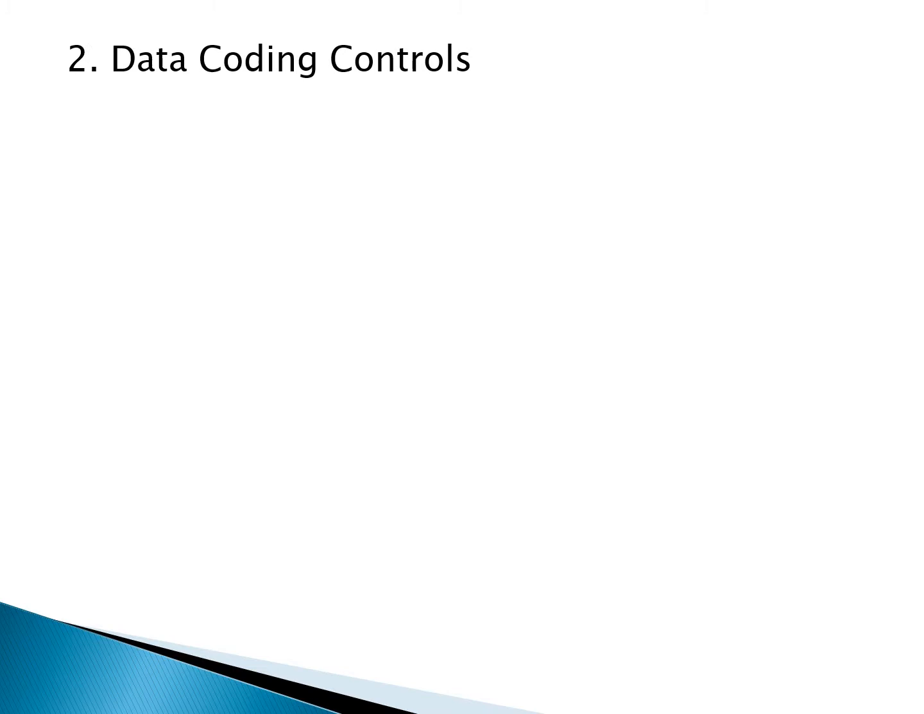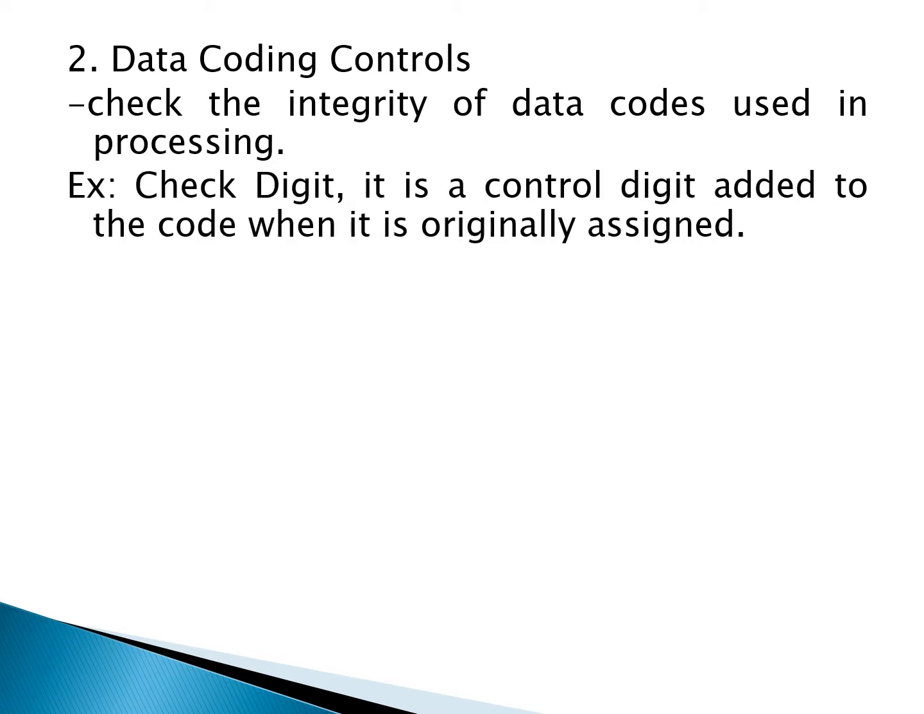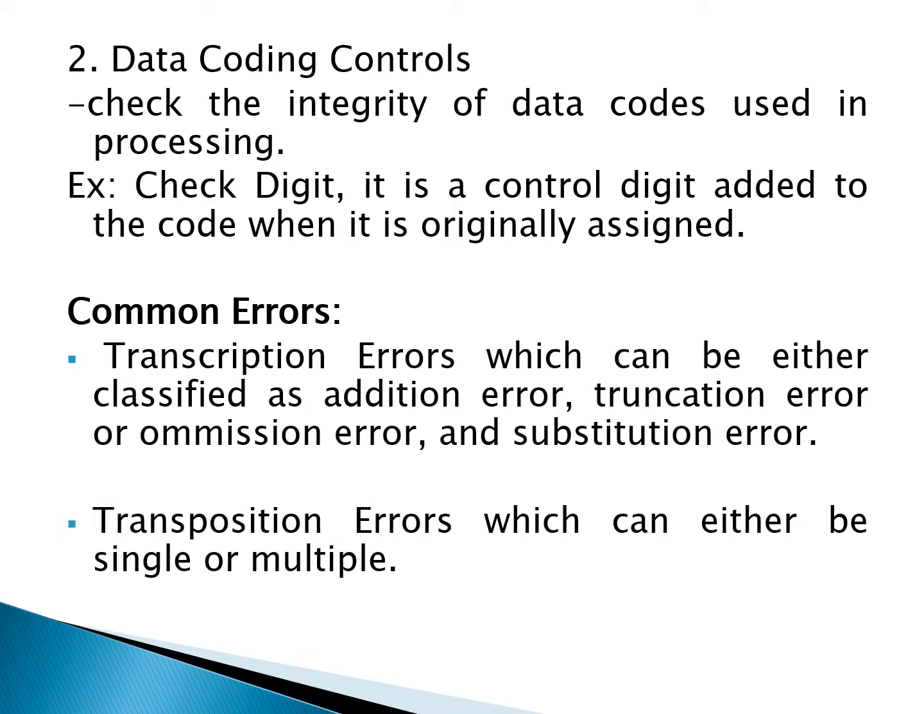The second is data coding controls. It checks the integrity of data codes used in processing. A check digit, for example, is a control digit added to the code when it is originally assigned. There are two common errors: transcription errors, which can be classified as addition error, truncation error, or omission error, and substitution error. Transposition errors, which can either be single or multiple.